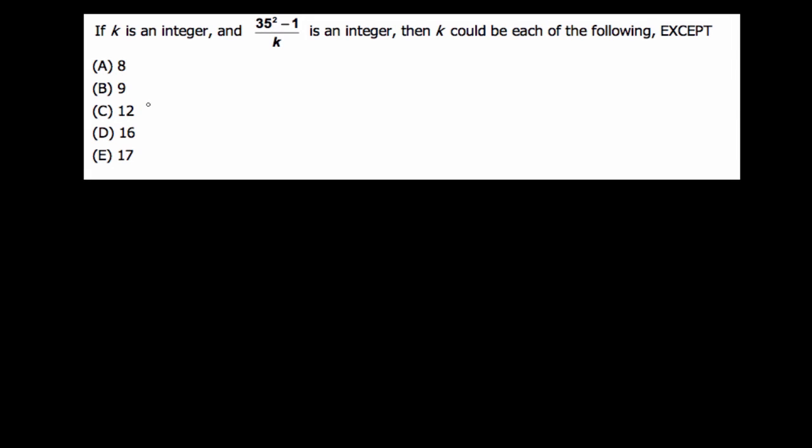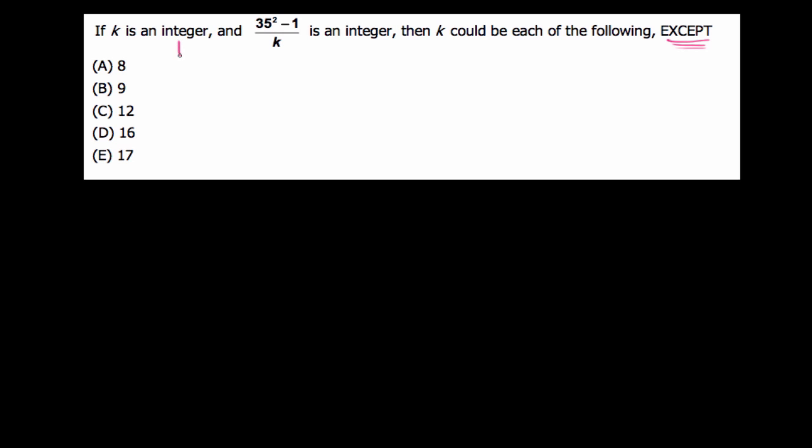If k is an integer and (35² − 1)/k is an integer, then k could be each of the following except. So most times students forget this "except" here. There's an except here, except all of these options. So what they're asking is which of the following options does not satisfy the condition we are given here.